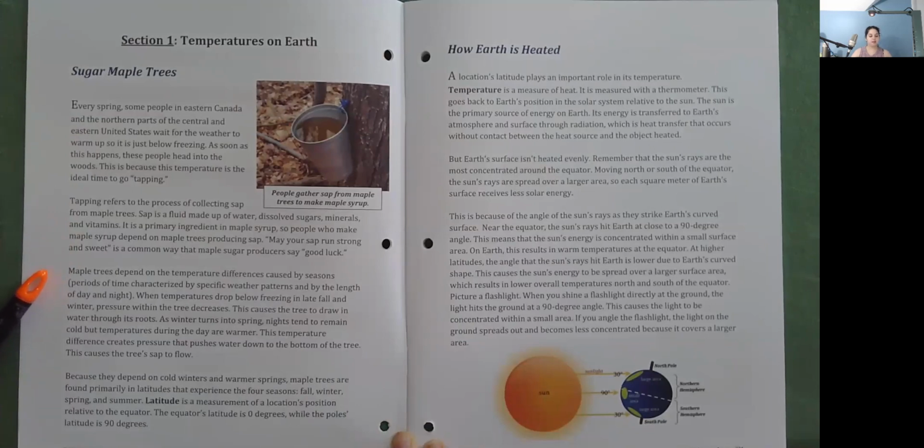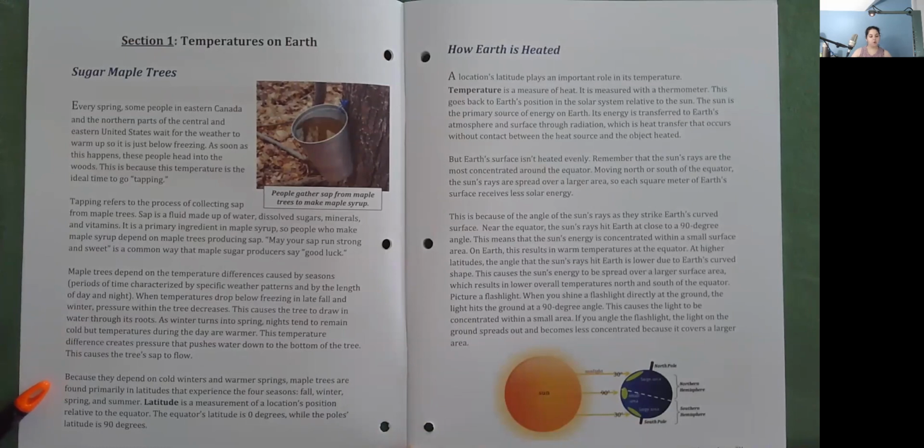Maple trees depend on the temperature differences caused by seasons, periods of time characterized by specific weather patterns, and by the length of day and night. When temperatures drop below freezing in late fall and winter, pressure within the trees decreases. This causes the tree to draw in water through its roots. As winter turns into spring, night tends to remain cold, but temperatures during the day are warmer. This temperature difference creates pressure that pushes water down to the bottom of the tree. This causes the tree's sap to flow.